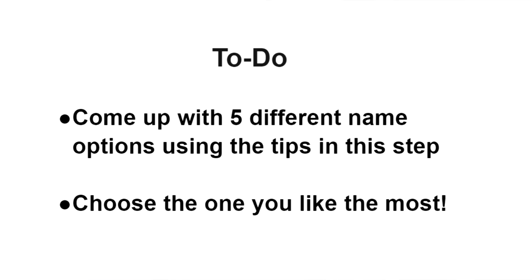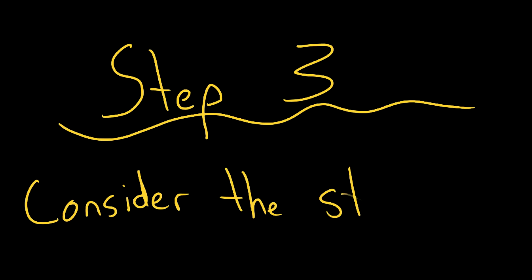So for your faction, try to come up with 5 different name options using a combination of the techniques in step 2 and pick whichever one you like the most, and you can always change your mind later. Step 3, consider the structure.